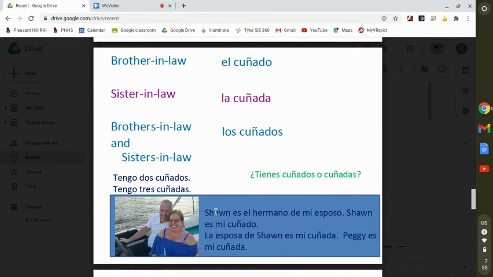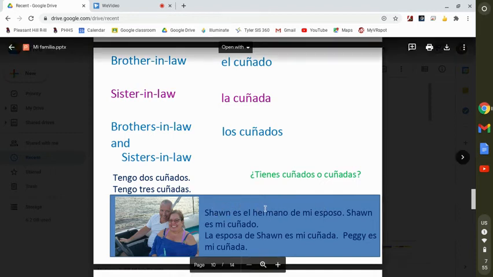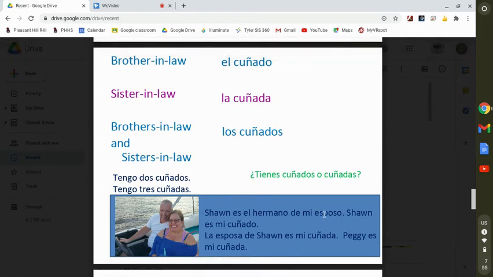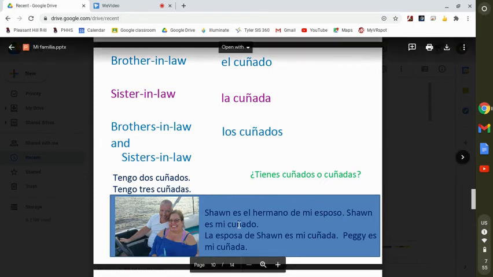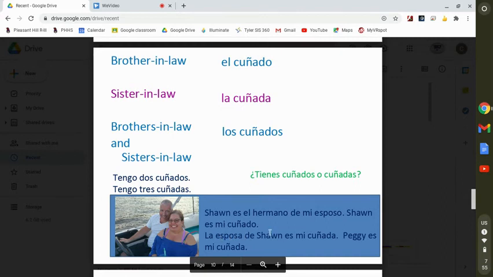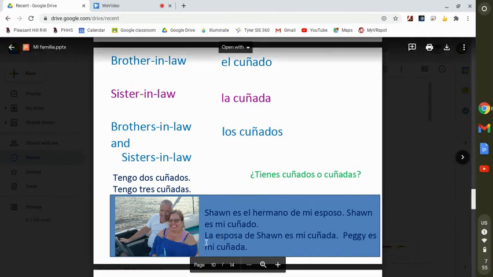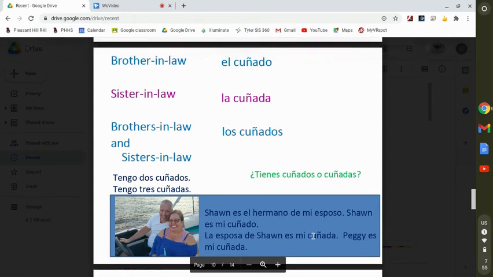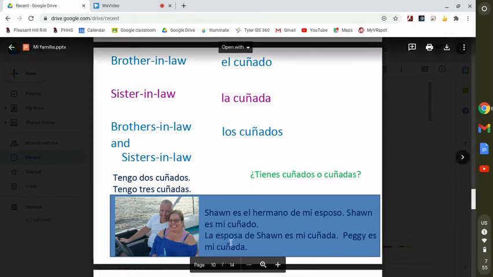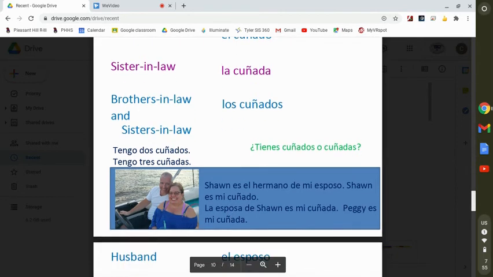Now here's my sentence. Sean es el hermano de mi esposo. Sean is the brother of my husband. Sean es mi cuñado. La esposa de Sean es mi cuñada. The wife of Sean is my sister-in-law. Peggy es mi cuñada. Peggy is my sister-in-law.